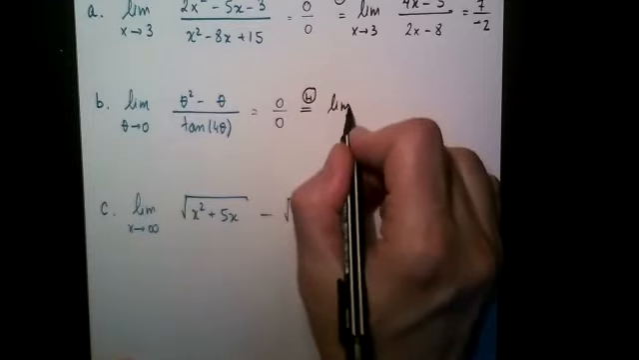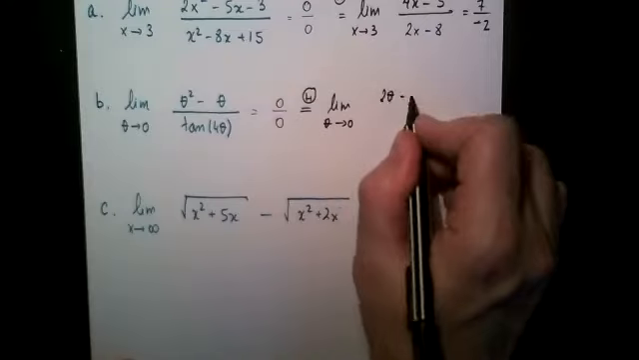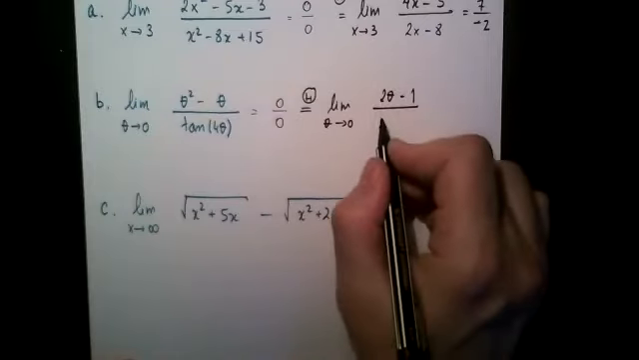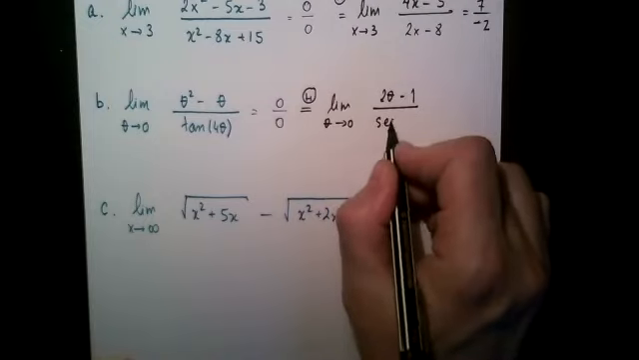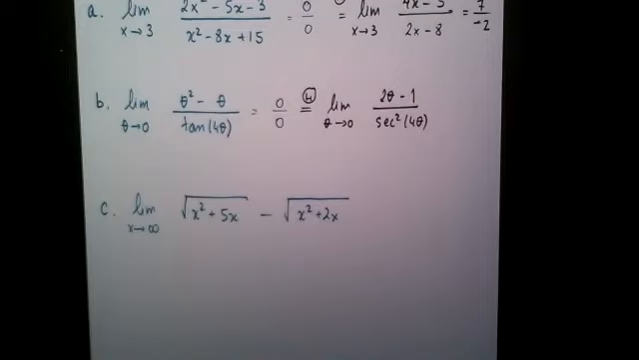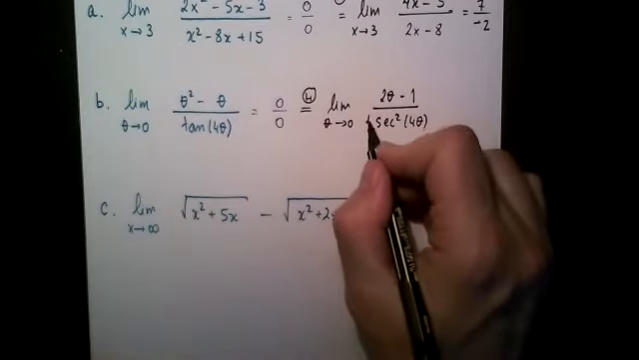So limit as theta approaches 0, derivative of the top is 2 theta minus 1. And on the bottom, the derivative of tangent is the secant squared of 4 theta. Is that okay? Are you sure? But don't you do chain rule? So what am I missing? 4. Okay, times 4. Don't forget the 4 here.